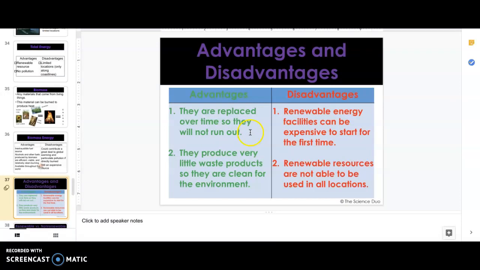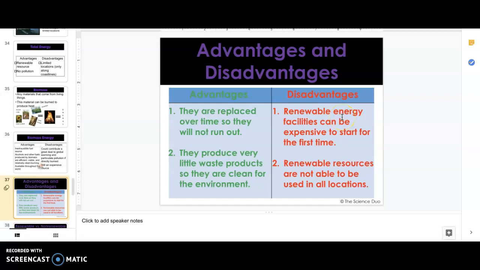There are advantages and disadvantages. They don't really run out very often. They produce very little waste. The renewable energy resources can be difficult and expensive to build.